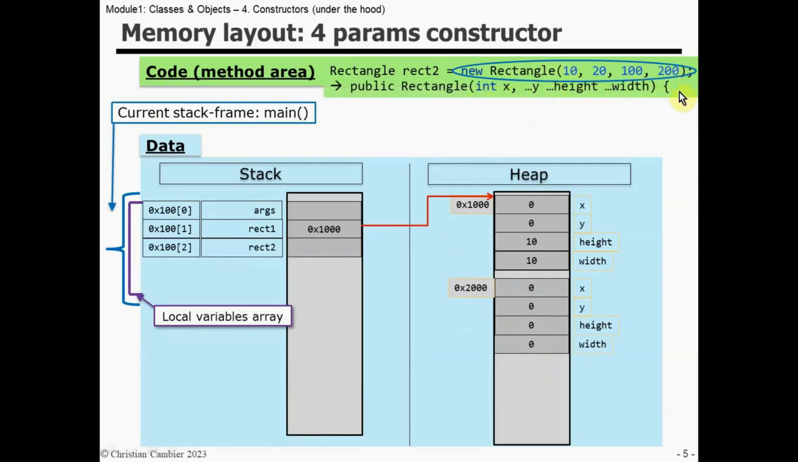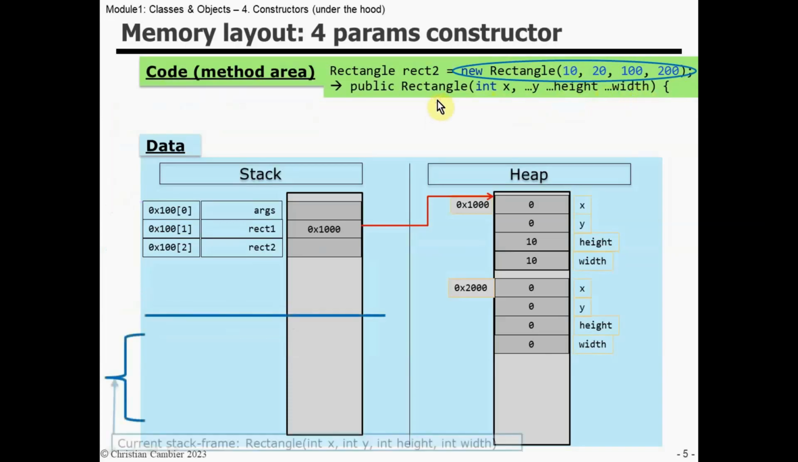Now I don't have enough space here to write in full int x, int y, int height, int width. So that's why I wrote the 3 dots. It is not an exotic Java notation. This is just because I don't have enough space. Okay. This constructor will be invoked.